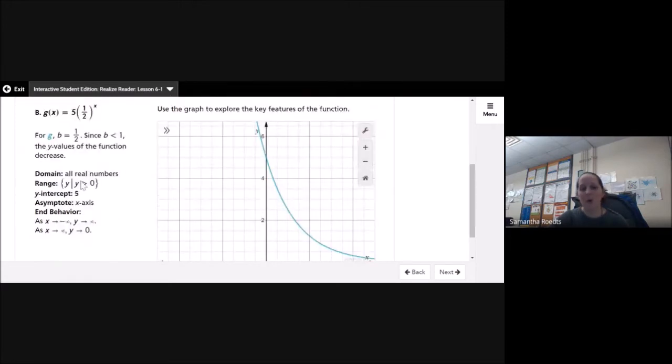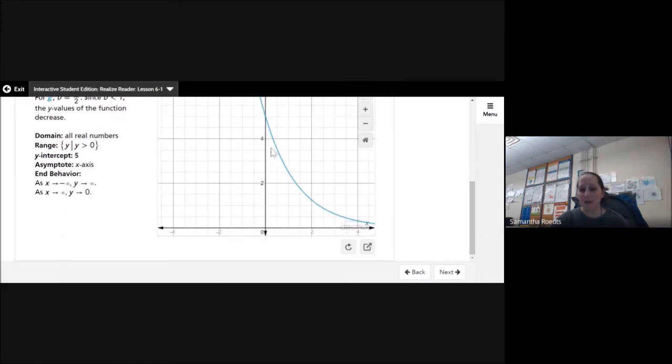My domain is still all real numbers, so all my x values. My range is still y is greater than 0. My y-intercept, according to my graph, is at 5. My asymptote is still the x-axis. And my end behavior, as x approaches negative infinity, so as I'm going this way, my x values get larger, they go toward infinity, my y values get larger, they go toward infinity. And as x approaches infinity, so I'm going this way, my y values approach 0.